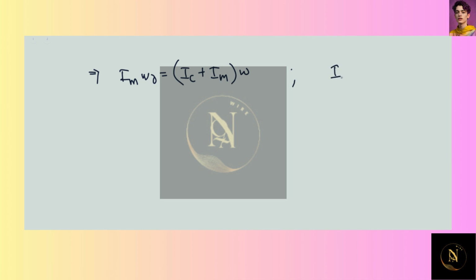Now the moment of inertia of the child is just mr squared. And r is the radius of the merry-go-round, because let's say this is the merry-go-round and the child is sitting on the circumference of the circle. Therefore, from the center its distance is r, and since the moment of inertia is taken about the axis, the moment of inertia of the child will be equal to the mass of the child times the square of this radius. So we write that over here.